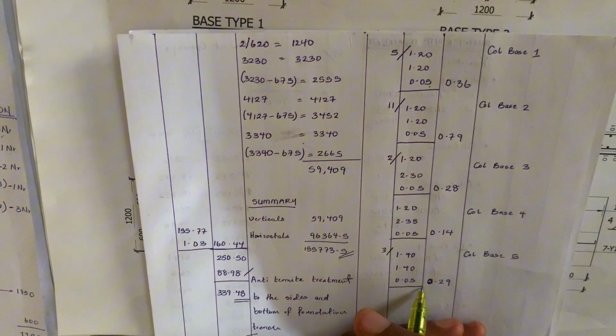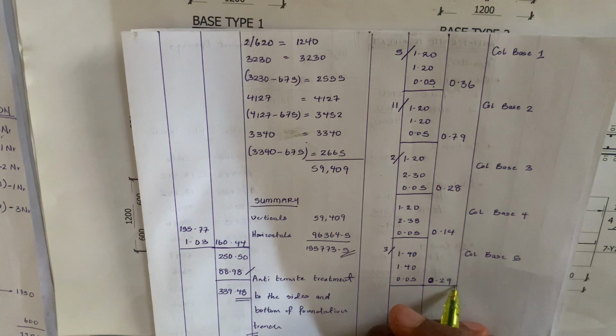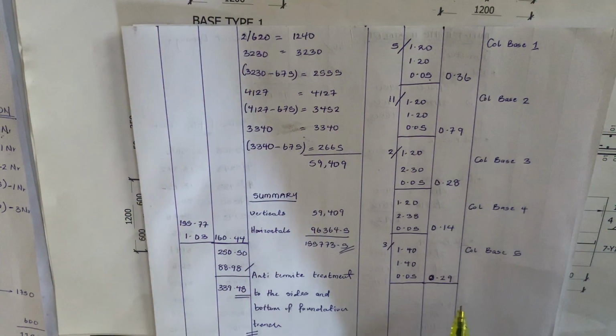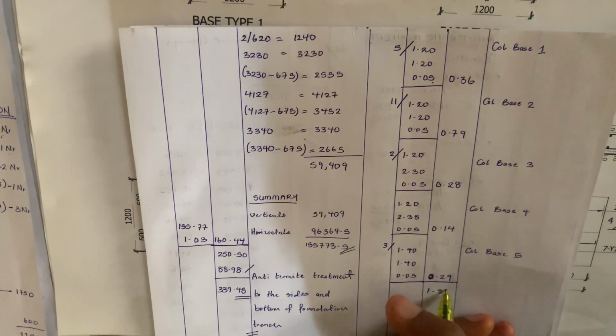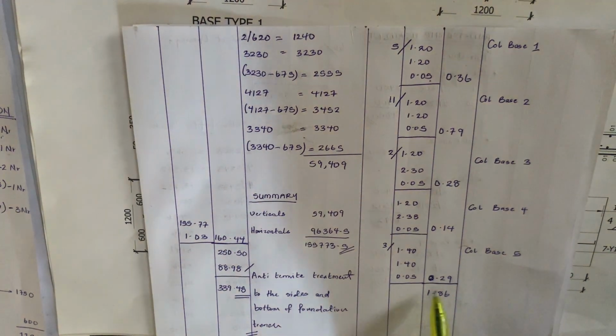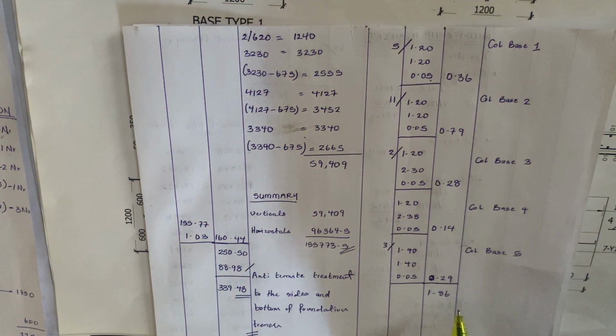So after getting all the values, what we're going to be doing now is to add them together. After adding everything together, what we have is 1.86. So this is the total volume of blinding for our column pits. But it doesn't end here. We have to also determine the total volume of blinding for our trench, and then add it to this value for our total value of blinding.